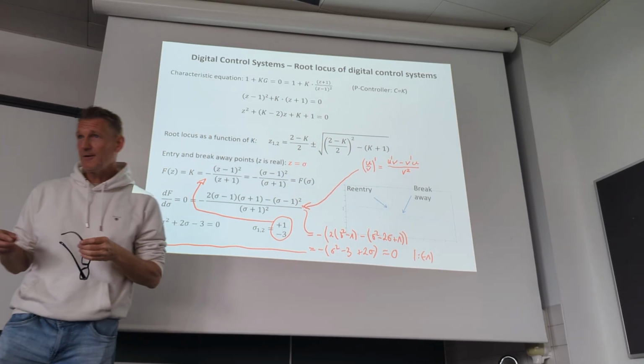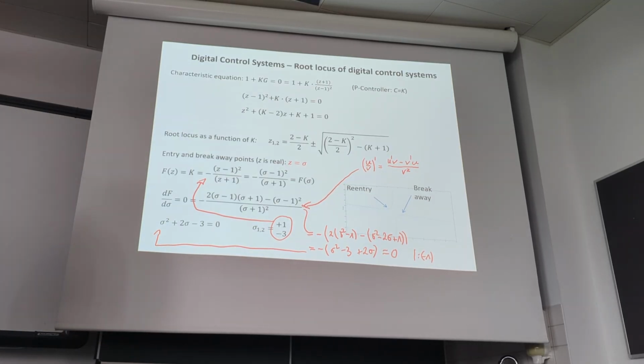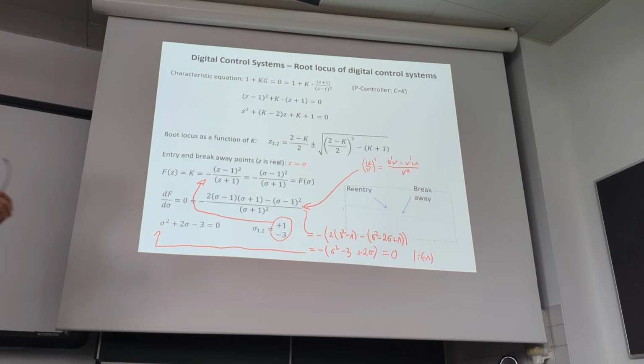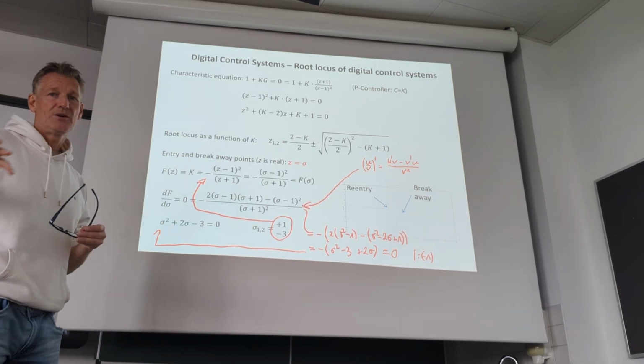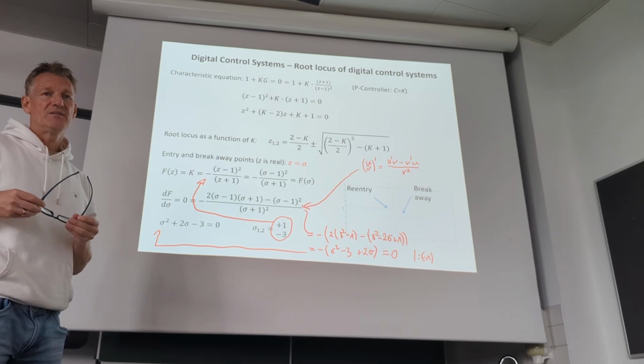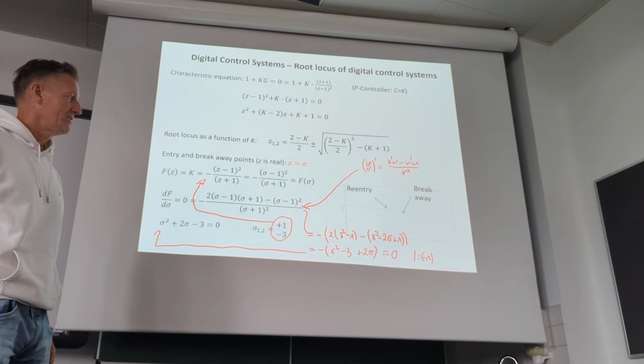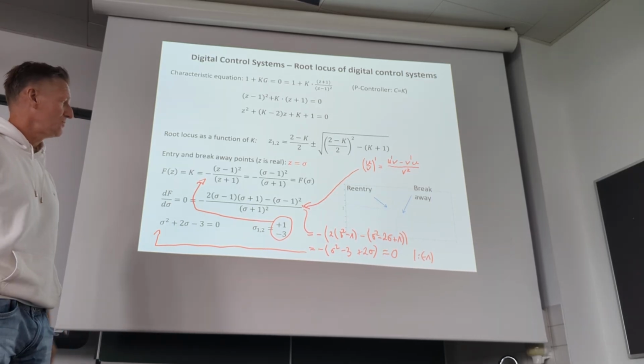So that means using our controller parameter k allows us to push the poles along some branches in the complex domain, and to place them where we would like to have them in order to define the dynamic system behavior as we intend to do so.